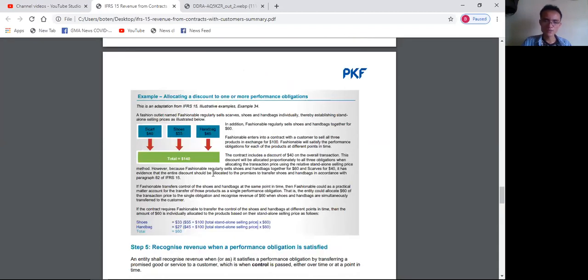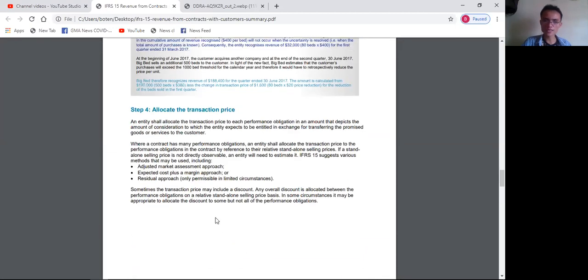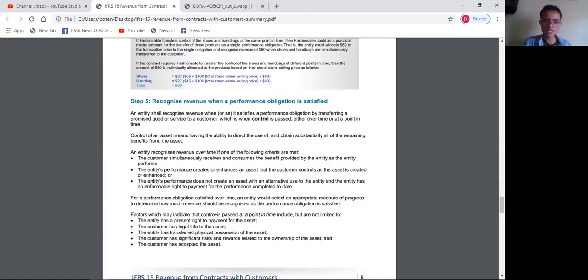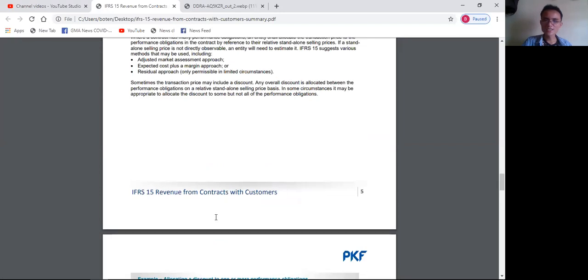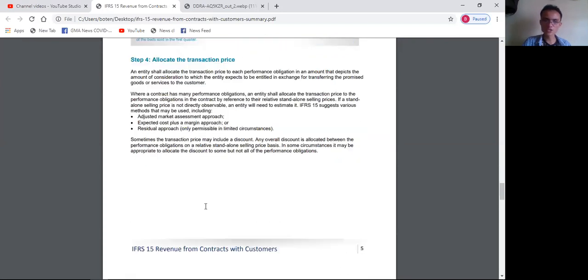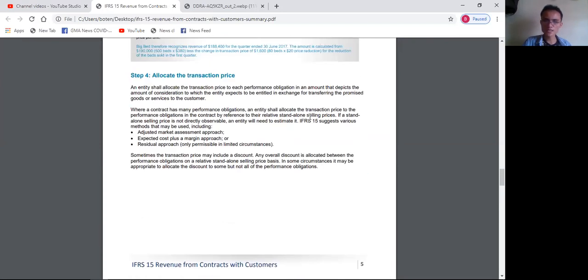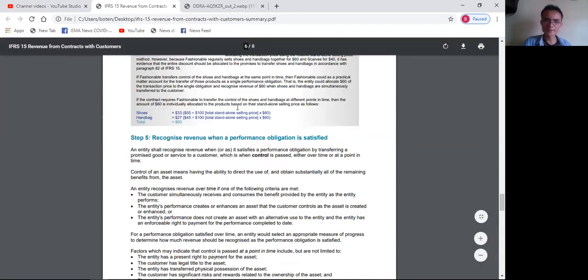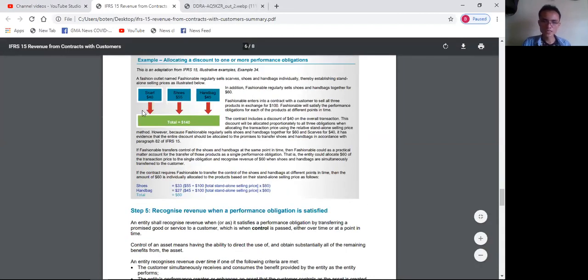Anyway, hopefully you are still following for step 4, which is allocating the transaction price. Then step 5. For step 4, I might release another session or episode for IFRS 15. This is going to be part 3 about this one. How do we allocate based on the different situations? But for relative standalone selling prices, we already have one. This one.